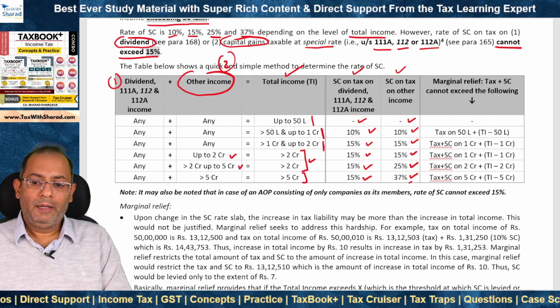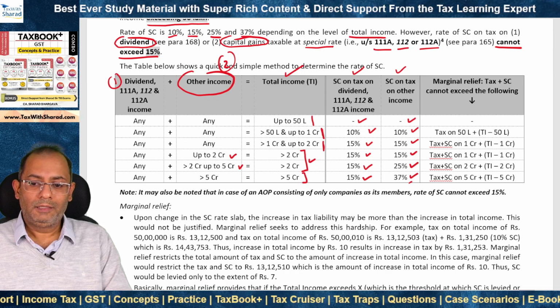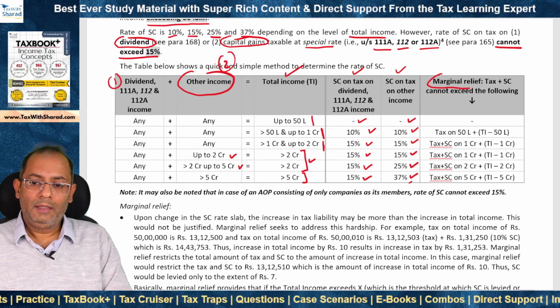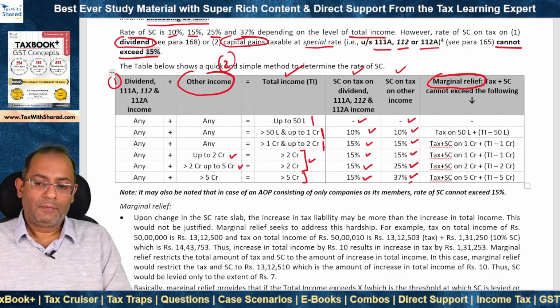Now, having determined the rate of surcharge and calculated tax plus surcharge, we need to determine whether marginal relief is available. Okay.